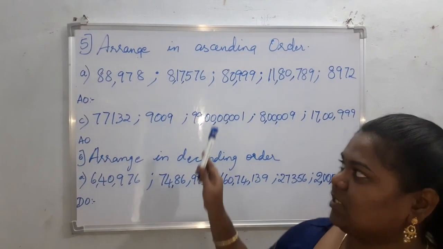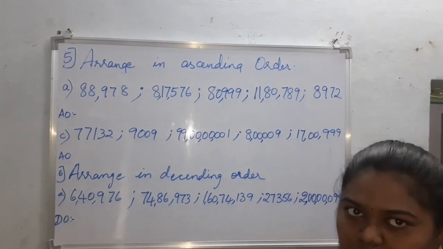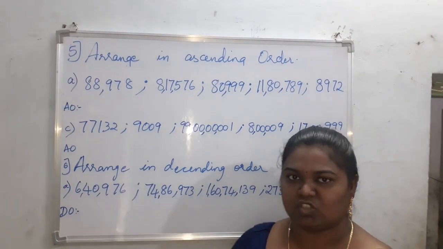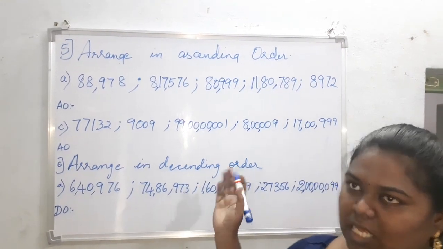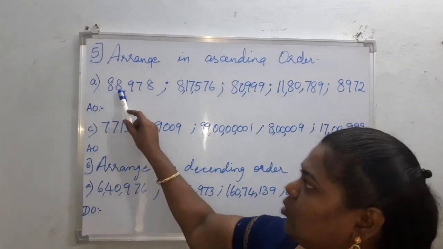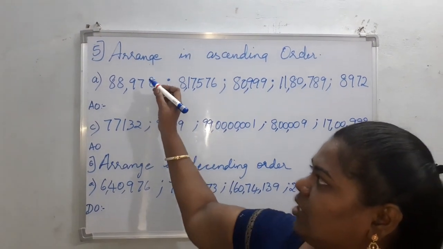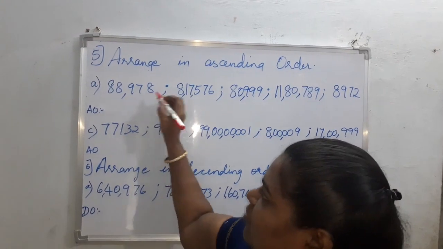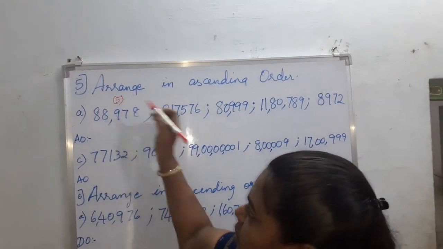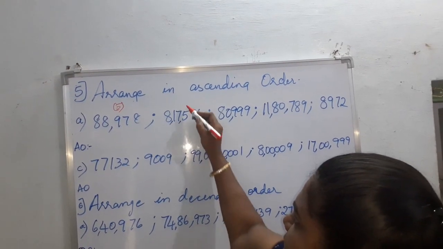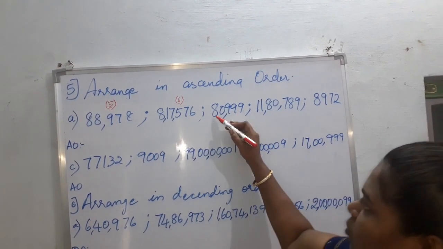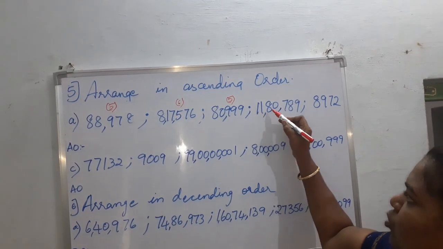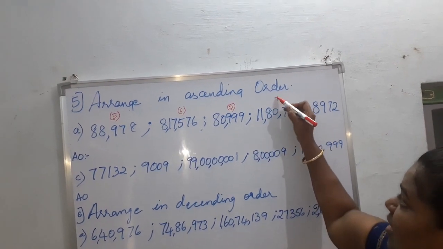The fifth question is arrange in ascending order. So we have to count the number of digits and we have to arrange them from smaller number to the larger number. So here 1, 2, 3, 4, 5. It's a 5-digit number. And 1, 2, 3, 4, 5, 6. It is a 6-digit number. 1, 2, 3, 4, 5, 5-digit number. 1, 2, 3, 4, 5, 6, 7, 7-digit number.